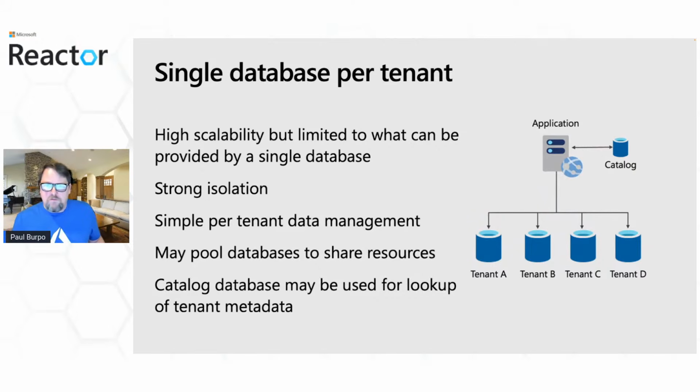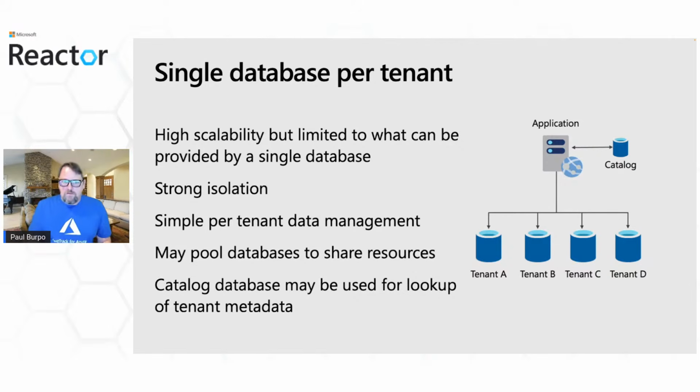The first is the single database per tenant model. This is a highly scalable model, but it is limited to what can be provided by a single database. It does provide the strongest isolation, as John pointed out before. It also gives you very simple per tenant data management. And this is another factor that tends to get overlooked. So for example, if tenant A accidentally deletes all their data and I have a multi-tenant database, how am I going to restore that, right? So if I'm using a single tenant per database, it's easy. I can just restore their entire database and it has no impact to the other customers.